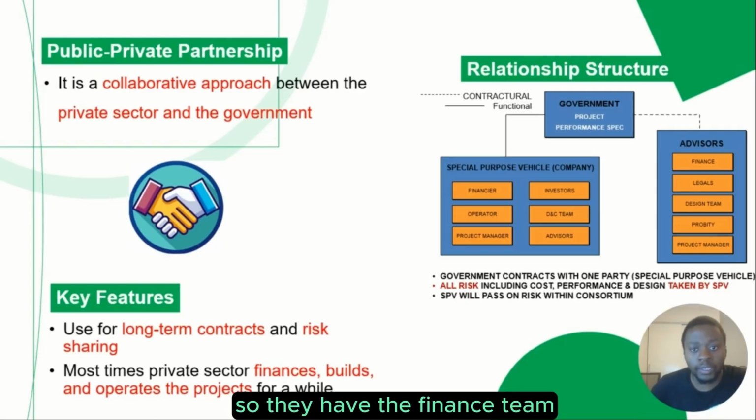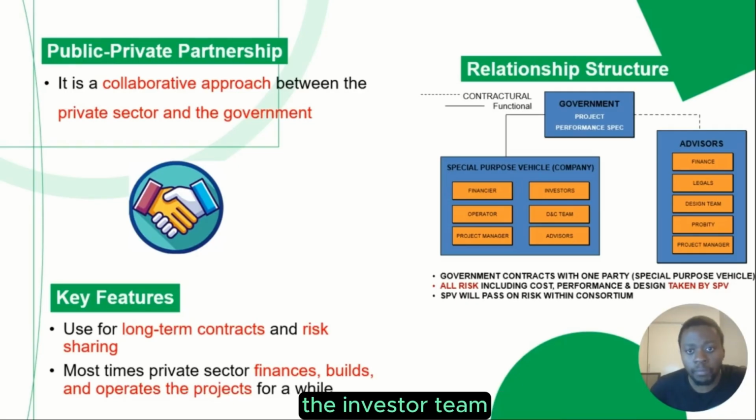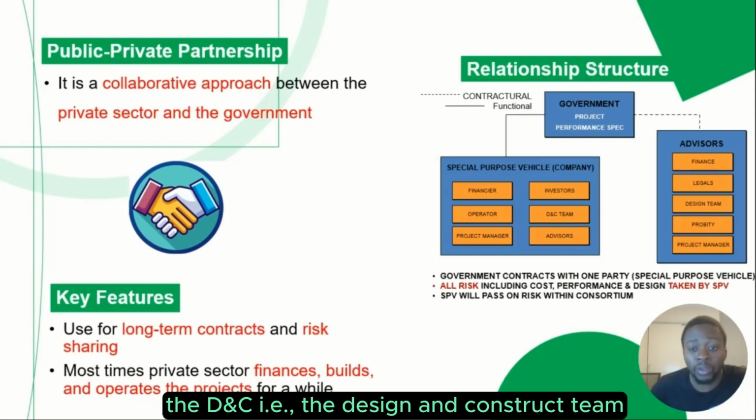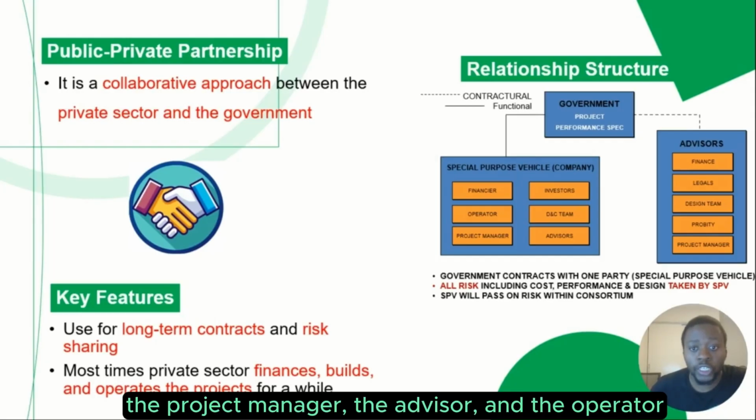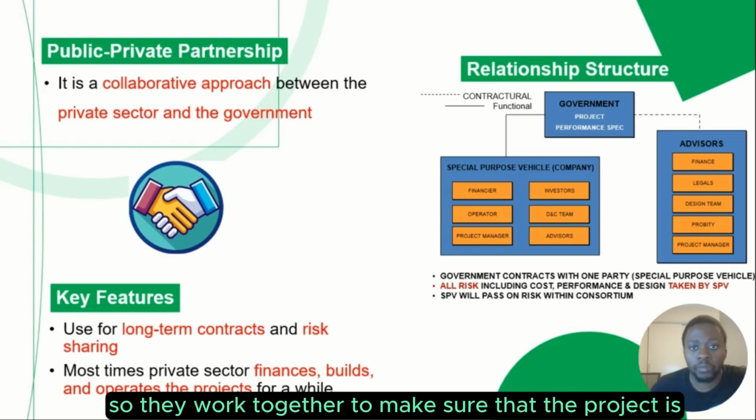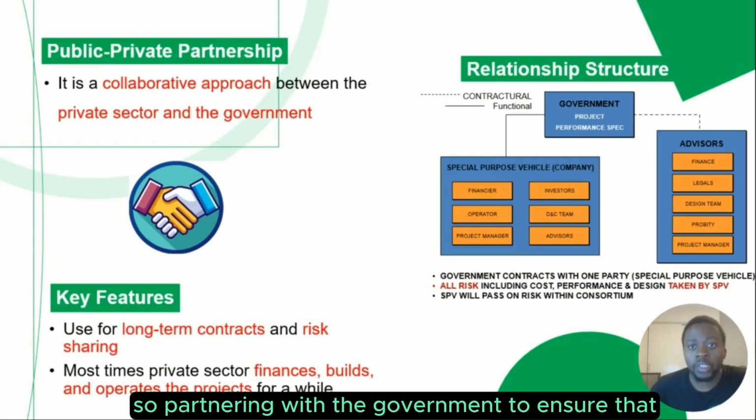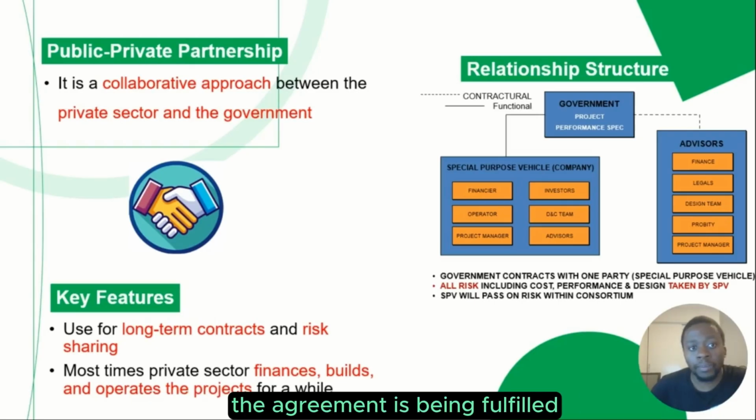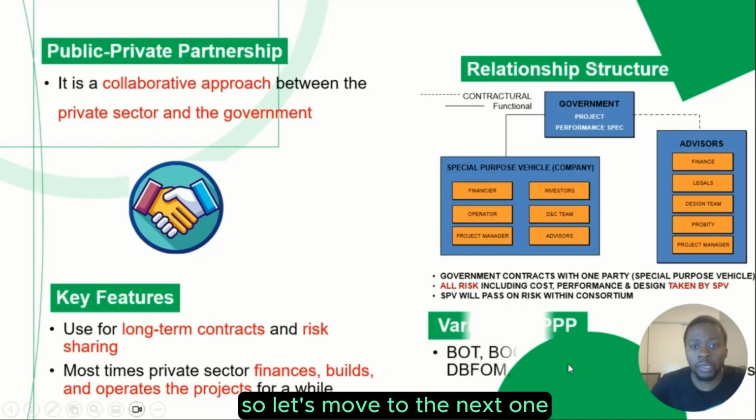So they have the finance team, the investor team, the D&C, the design and construct team, the project manager, the advisor, and the operator. So all these risks are being shared by this team. So they work together to make sure that the project is executed, partnering with the government to ensure that the agreement is being fulfilled. So let's move to the next one.